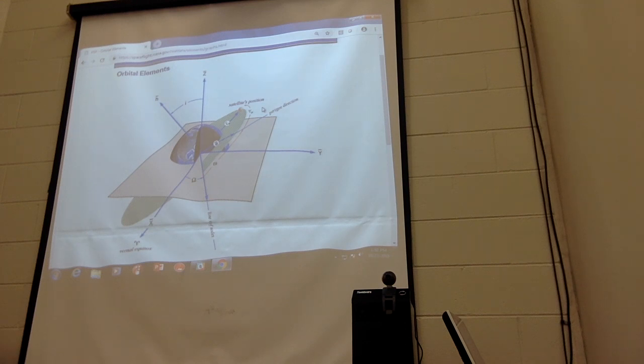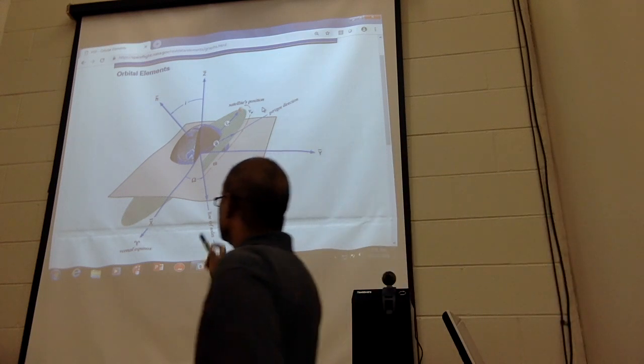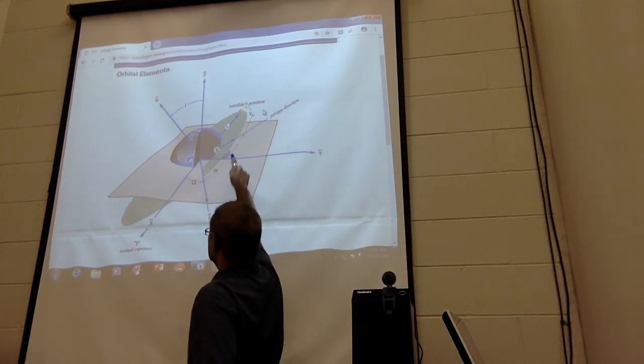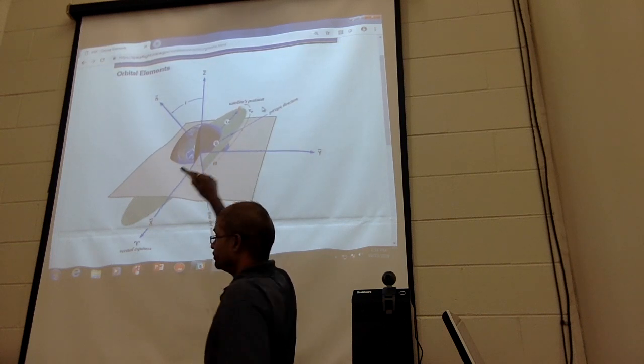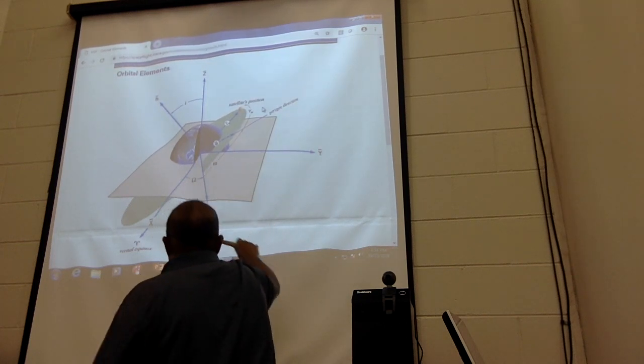Now there is another angle. It's called the argument of periapsis. You see this angle, the small omega. What is this direction?